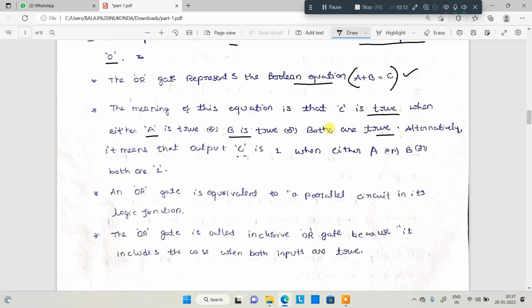Alternatively, it means that C is 1 if either A or B or both are 1. So every statement I mentioned here is very, very important. The OR gate is equivalent to a parallel circuit. It is also an important question. The OR gate is equivalent to dash, and then they will give the options: series circuit, parallel circuit, series and parallel circuit, none of the above. You can choose parallel circuit.